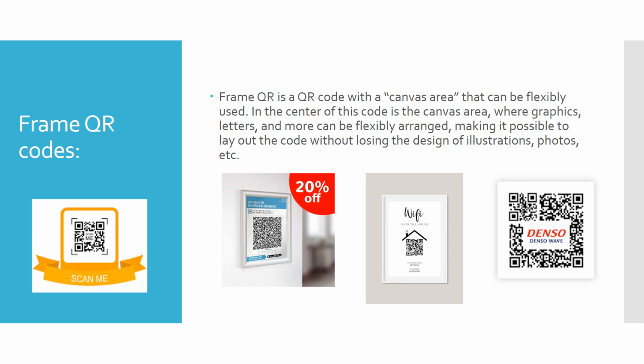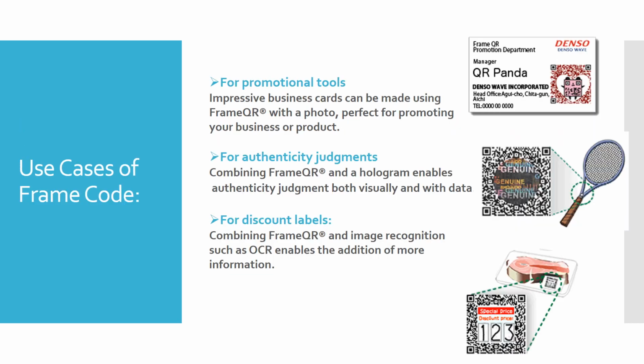Frame codes. Frame codes usually look like this. It's something like a QR code, but in the center of the frame code there is a canvas area which you can use flexibly for any purpose. You can add graphics, letters, or more, and they can be flexibly arranged, making it possible to lay out the code without losing the design of illustrations, photos, etc. Use cases means how we can use the frame code. We can use frame codes for promotional tools, for authenticity judgments, and for discount labels as well.